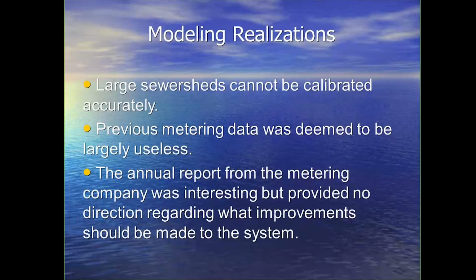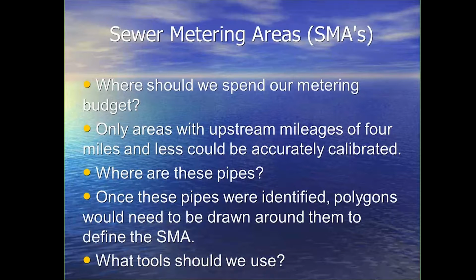So looking at the modeling too, and talking to staff at the former Wallingford and now Innovyze, we talked about how many miles of upstream mileage can one have when you're calibrating, and they were saying, well, in an ideal situation it would be around 2 miles, but I was looking at 20 miles in my lowest one. So they can't really be accurately calibrated. So a lot of the previous metering data was deemed to be largely useless for hydraulic modeling. And the annual report that I talked about from the metering company, it might have been interesting, but it provided no direction regarding what improvements should be made to the system. So where should we spend our metering budget now?